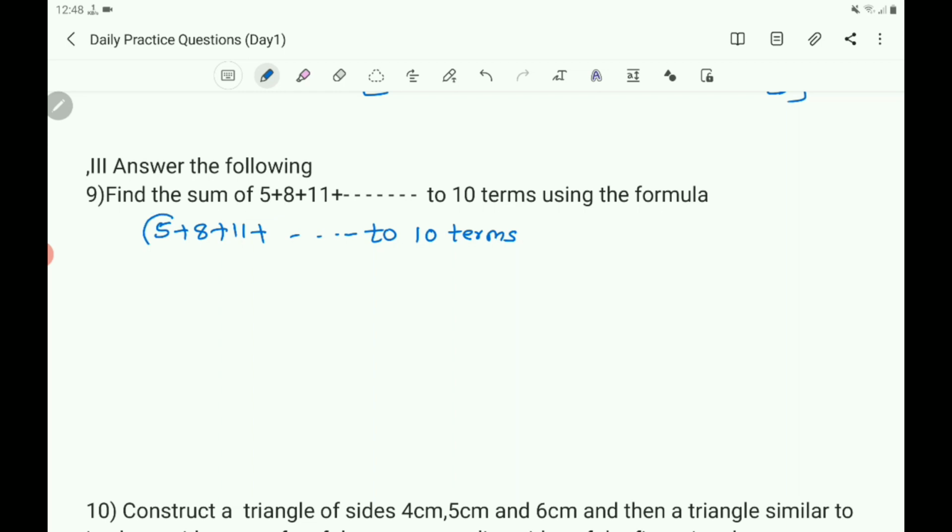Now you find the first term. First term is A, that is A1. A is equals to 5. And D is second term minus first term, that is 8 minus 5. Second term is 8. First term is 5. So we write 8 minus 5 equals 3. Then N, we have to find the sum of 10 terms. You write N equals 10. So S equals question mark.